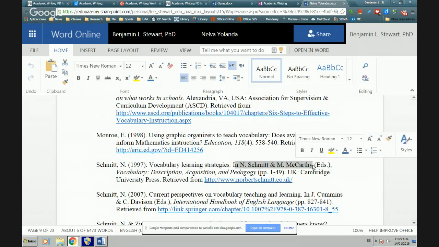So where do these names come from? The family names of all the authors. These are the editors of the book. When we have more than one, we put EDS in parentheses. Where it's only one editor, it's ED.